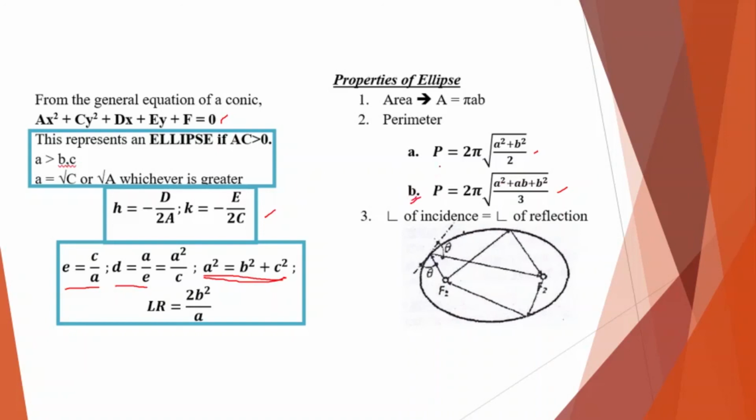Then we have this: the angle of incidence is equal to the angle of deflection. Okay, so that's all for the introduction to the ellipse. Our part 2 will be solving problems about the ellipse.